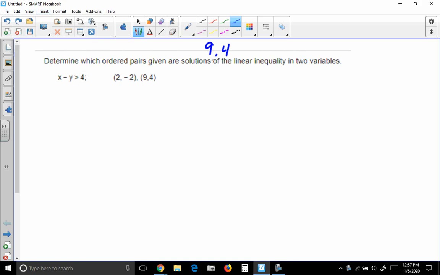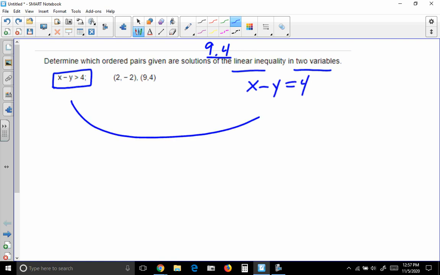So let's go through a sample of problems from 9.4. And the reason we skip over to 9.4 is there's a close connection between linear inequalities with two variables and linear equations in two variables. If we just change one thing, then that would be a linear equation instead of a linear inequality.